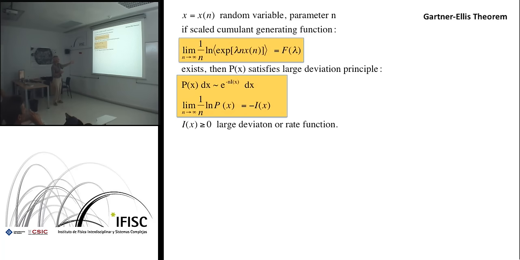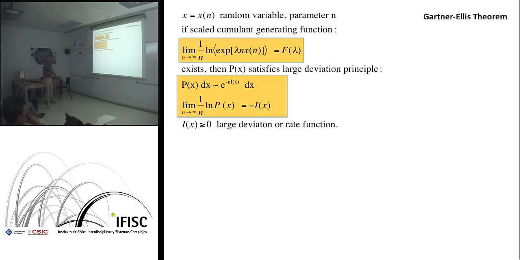So, it means if I measure x for large sample sizes, I can see, and you see from where the name comes, I can see large deviations, so I can see not mu, but 2 mu and 3 mu and so on, things that are very unlikely. But the probability to see them is exponentially small in n. Okay.